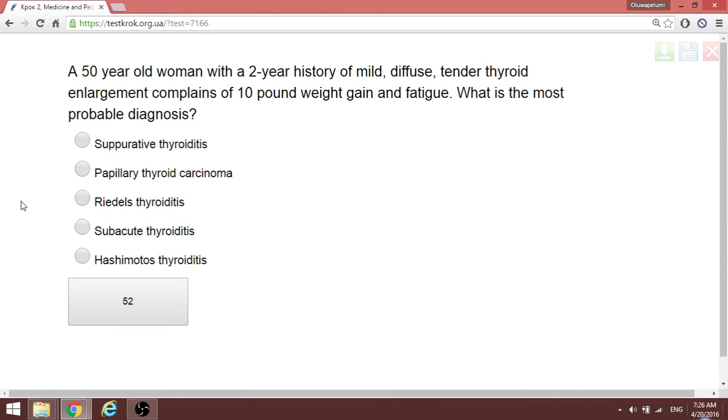A 15-year-old with a 2-year history of mild diffuse tender thyroid enlargement complains of 10-pound weight gain and fatigue. When they tell us about weight gain and fatigue in a patient with a thyroid disorder, you are already thinking that the condition is causing hypothyroidism. So what is the most probable diagnosis? If it were suppurative, they'd be telling us about temperature and so on. Papillary thyroid carcinoma, no, this is not a carcinoma condition. They say mild diffuse tender enlargement. They'd also tell us about other things like lymph nodes and so on.